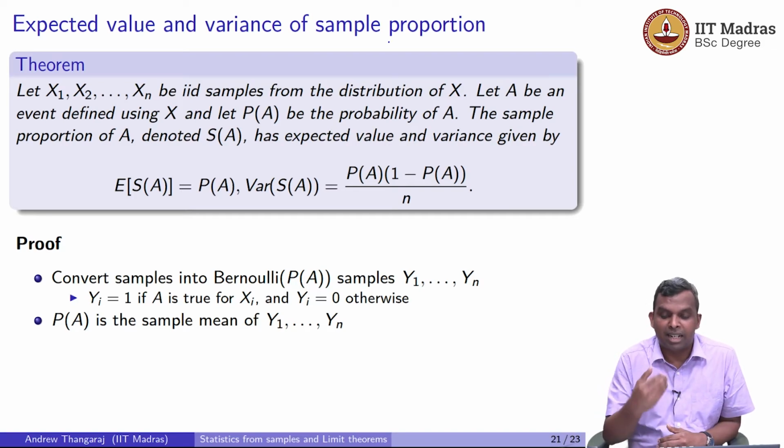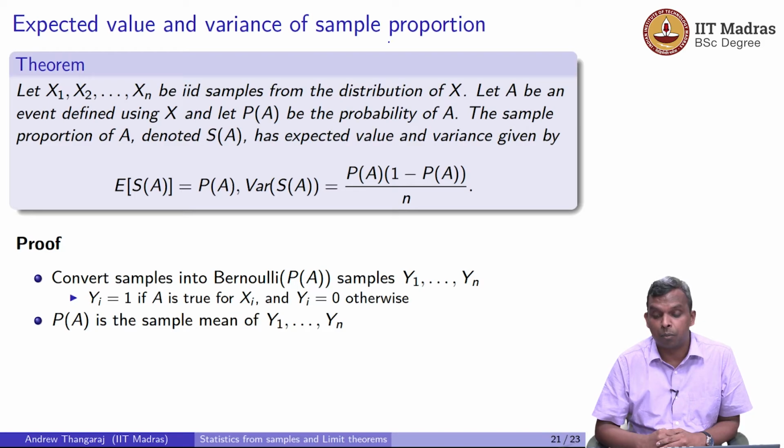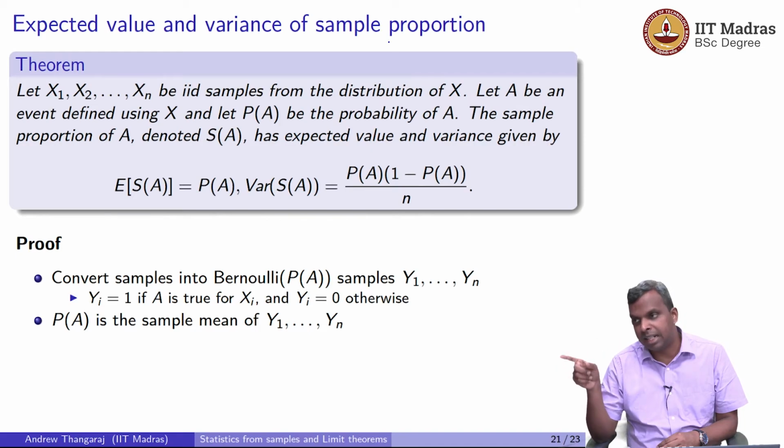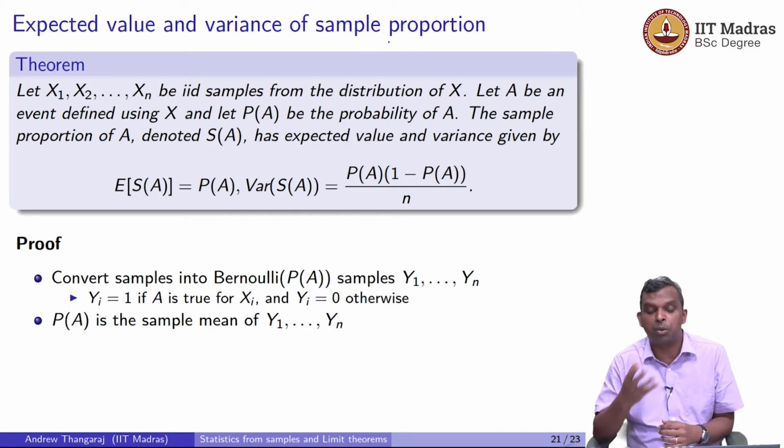You have IID samples from a distribution of x. A is an event defined using x, and P of A is the probability of A according to the distribution of X. So if X were to be between a and b, I will integrate the density of X over a to b, or if it's a PMF, then I will add up all the values of the PMF inside that. So that's what I would do to compute P of A.